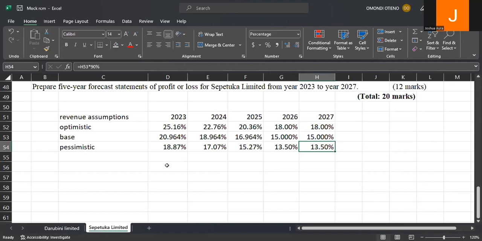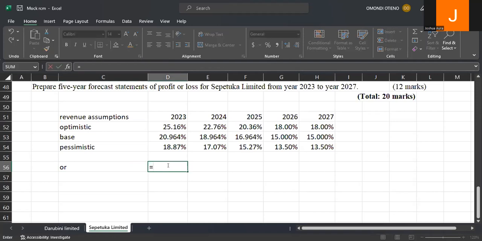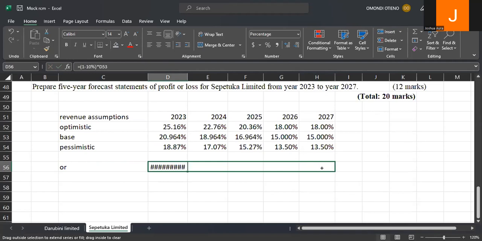The pessimistic part, what we have done, we have taken 90% of the base because they told us it is 10% below. 10% below means 90% of the base. Great. So somebody wants you guys to send him this. 1 minus 10%. You can see Omondi has got many ways of doing this, which is very good. Times that, because it's a reduction. And then now you copy that. You still get the same. Depends on how you would want to interpret. Thank you so much. In the interest of time, can we kindly move forward very fast.